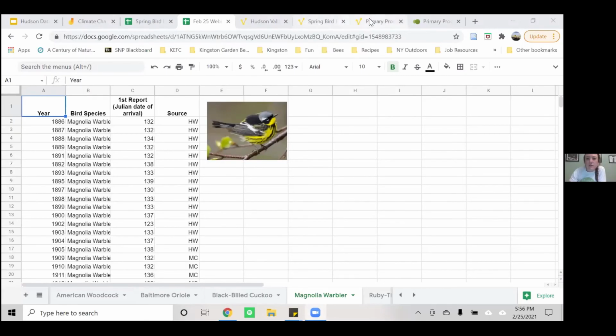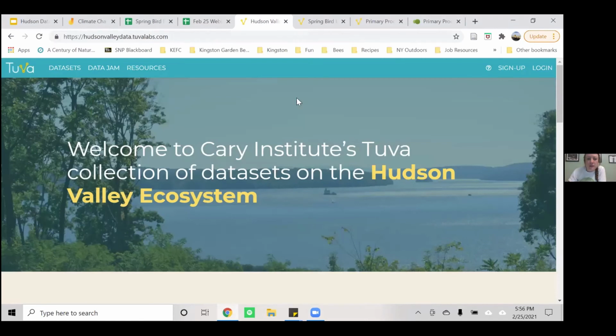So a lot of people use Google Sheets with their class, or Excel, and that works great for some students, but others need something that's a little bit easier. And we have this Tuva portal that we made a couple years ago that is all drag and drop graphing.